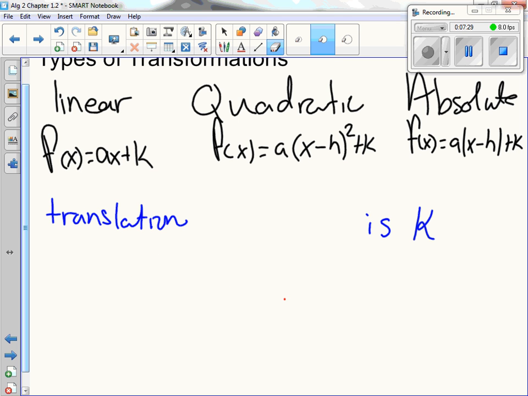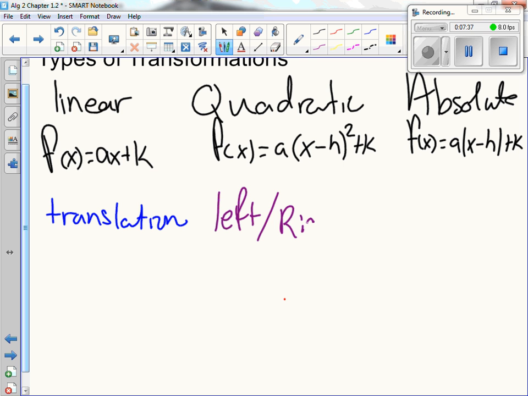Below that, we have another translation. But this one is left/right, and it is our h value. The value of h tells us if the function moves to the left or the right. So what's inside the parentheses here tells us if it moves to the left or to the right.